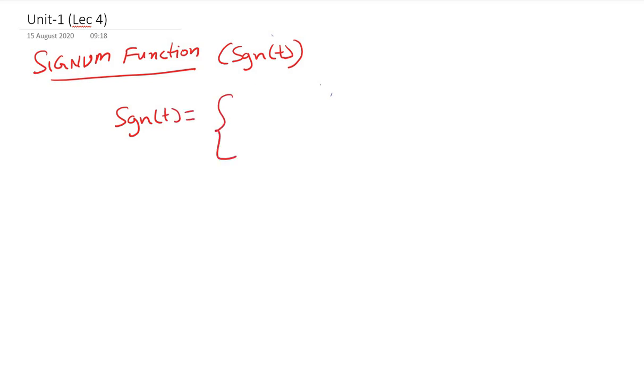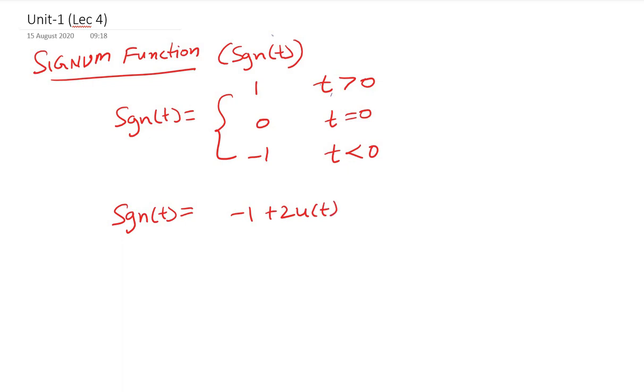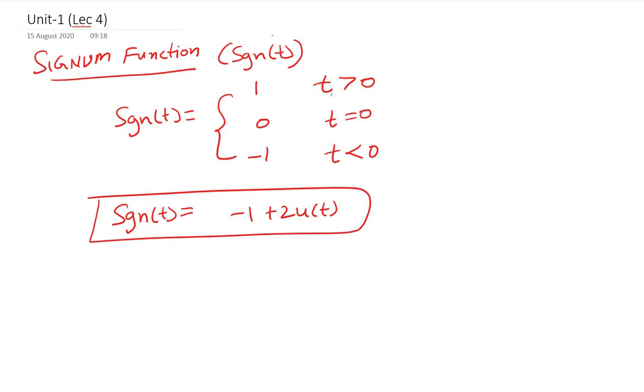its value is equal to 1 for time greater than 0, 0 for time equal to 0, and minus 1 for t less than 0. Further, we can also represent the signum function in terms of a unit step function, that is, signum t can be written as minus 1 plus 2 times u of t. If you simplify this right hand side, minus 1 plus 2 times u of t, you will find that it results effectively in the signum function.